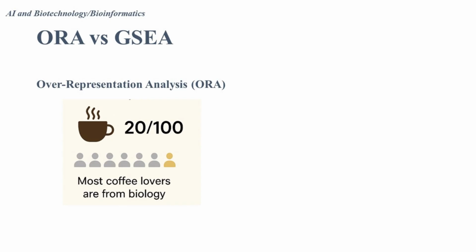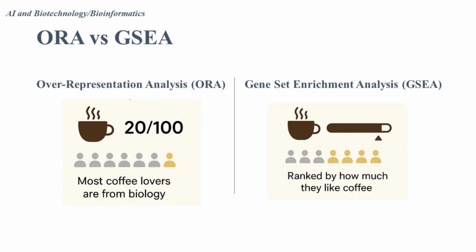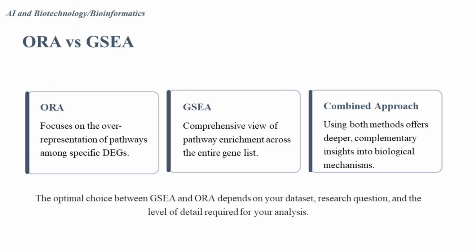On the other hand, if we didn't just pick a cutoff, but instead ranked all the students by how much they like coffee from most to least, and then checked whether biology students mostly appear at the top of that ranking list or not, that's more like gene set enrichment analysis. So to summarize, ORA works on a subset of significant genes, while GSEA works on the entire ranked list of all genes. So enrichment analysis relies on predefined gene sets.